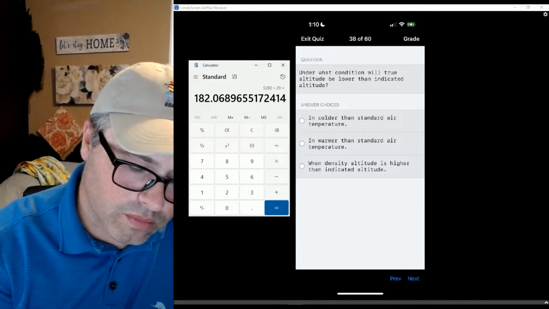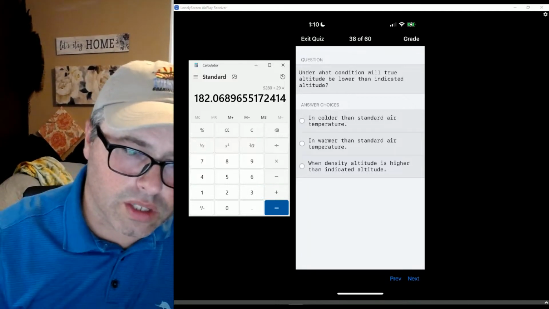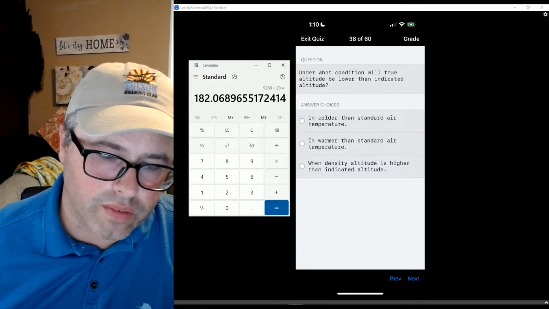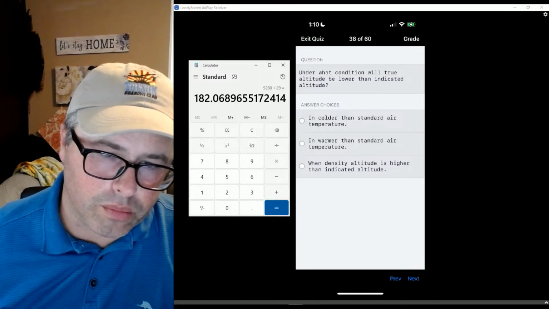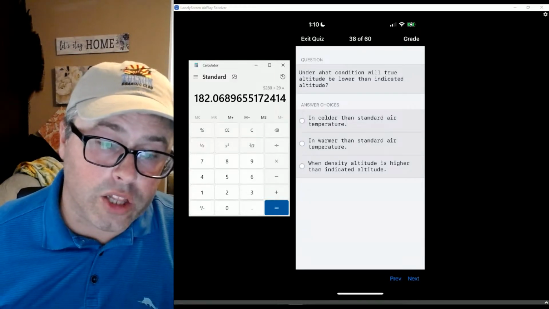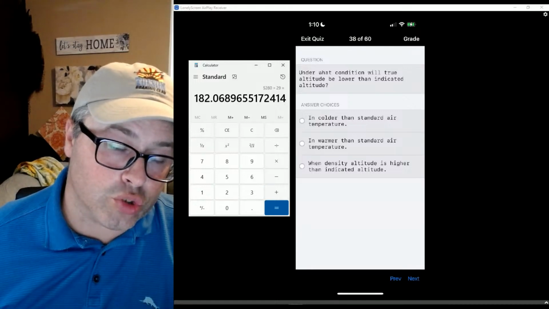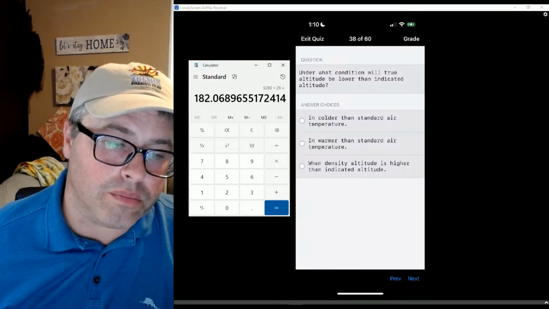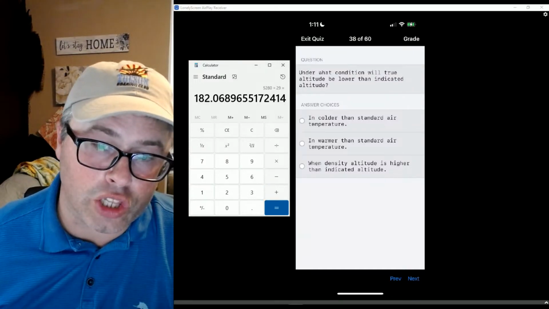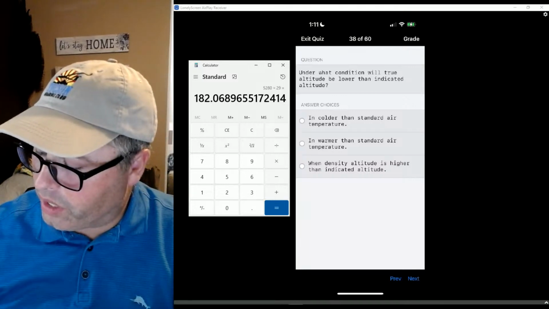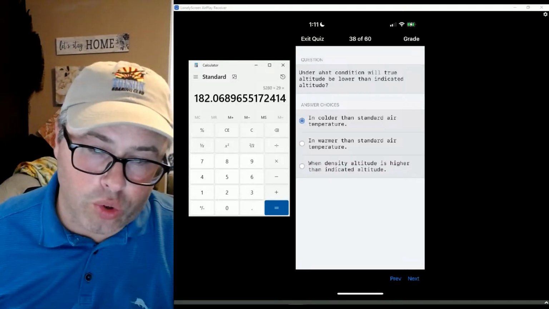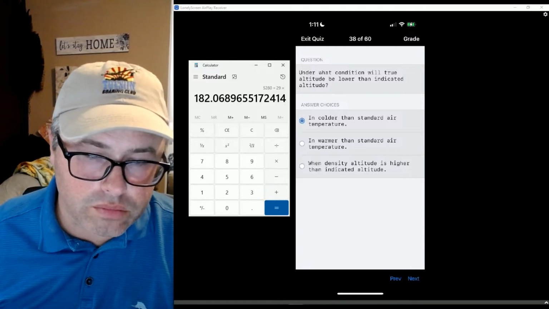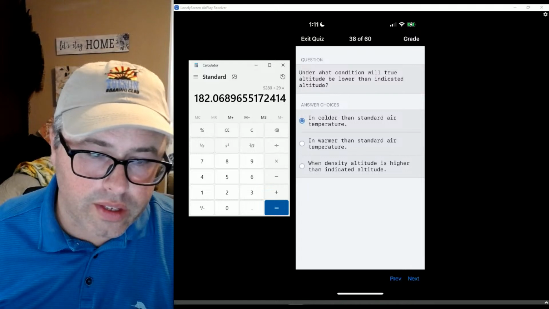I'm going to write indicated altitude above, and then I'll write true below it. And colder than standard or warmer than standard. So high to low, look out below. That would say your true altitude, your actual altitude, is lower than the indicated altitude. So in colder, from high temperature to low, colder than standard, that's when you need to be worried. Density altitude.